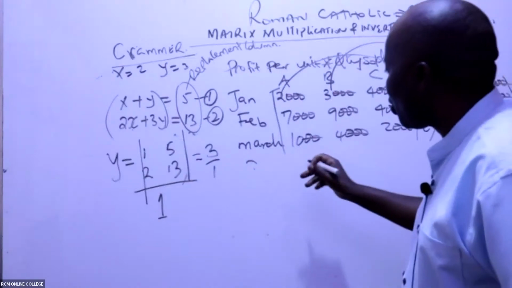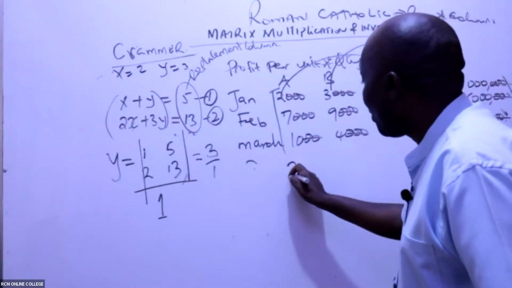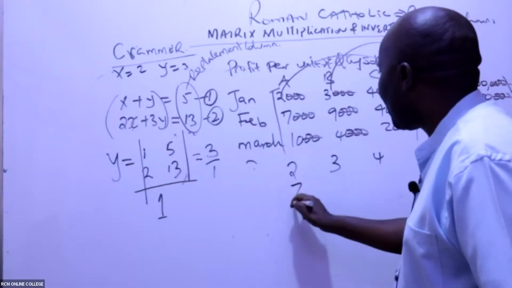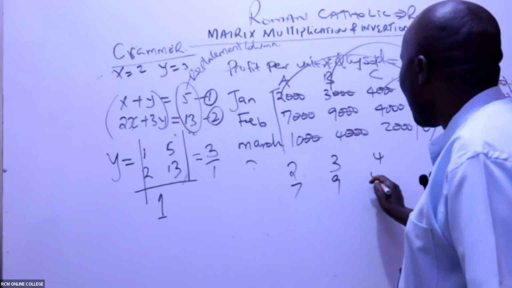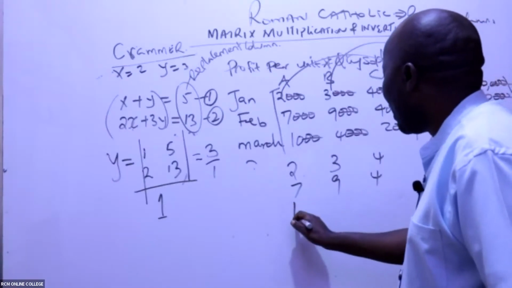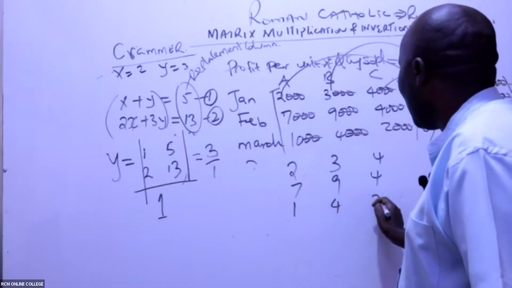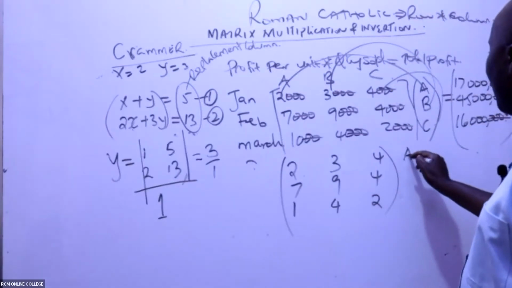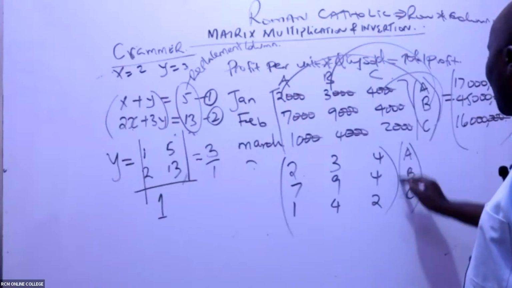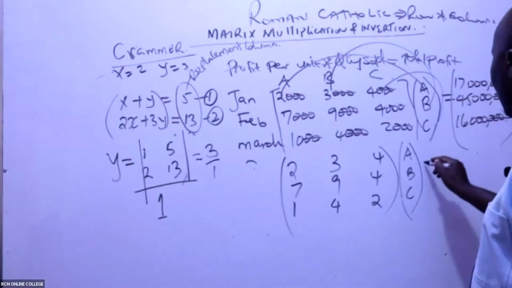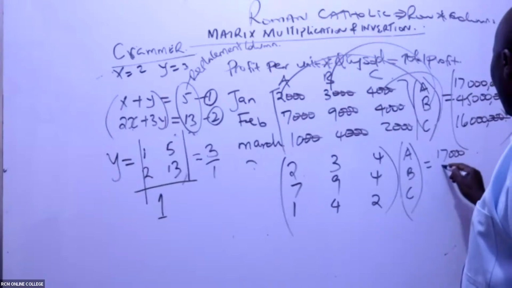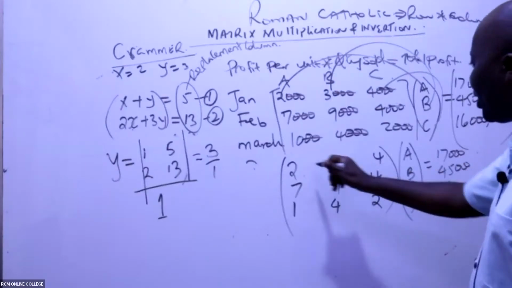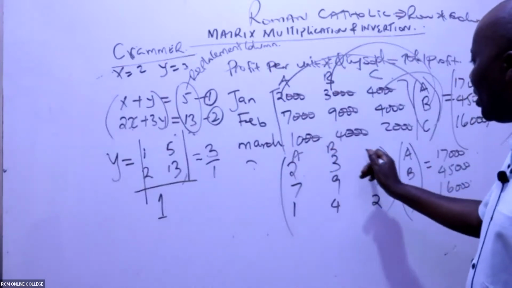So we have here 2, 3, 4, 7, 9, 4, 1, 4, 2, and then, ladies and gentlemen, we happen to be having here A, B, C, and then we have this here, 17,000, 45,000, 16,000. Don't forget that on top we have A, we have B, we have C.